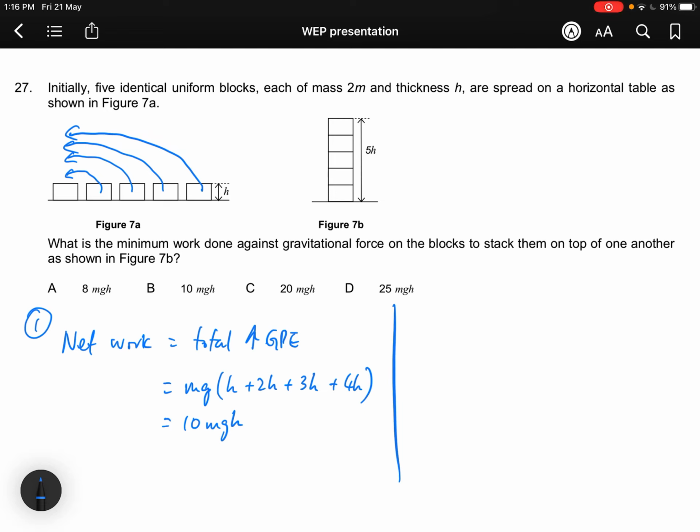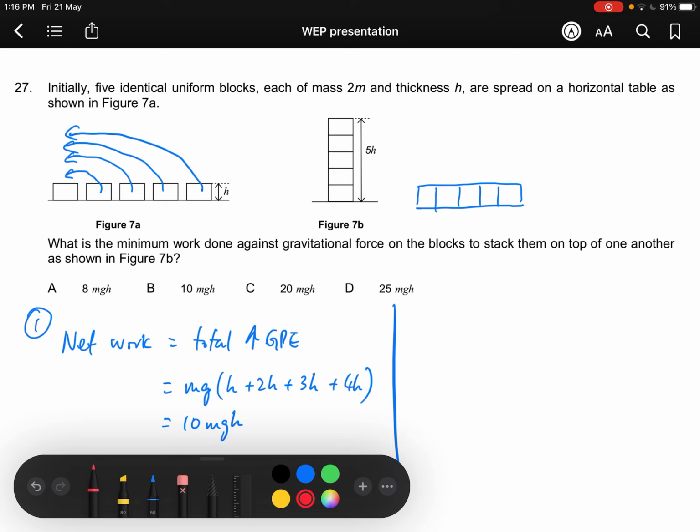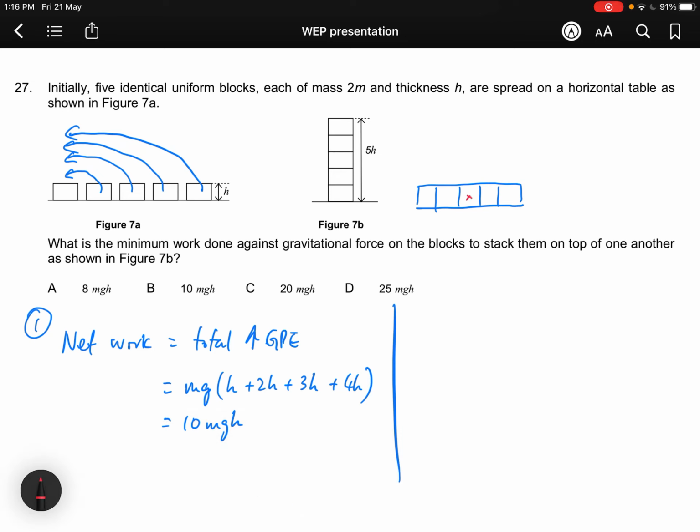Method 2 is to compare the average height of the center of mass of this configuration. Suppose when they were all lined up horizontally, their center of mass will be at the height of this level, which is h upon 2. Versus when stacked, their center of mass will be at a height of 5h upon 2.